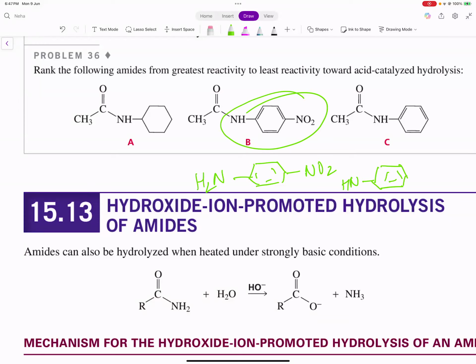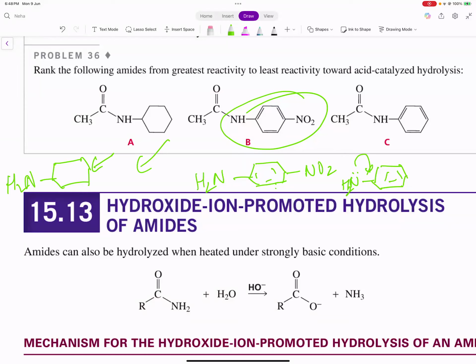Yes, sir, making it weaker. This will be the weakest base, right? Because NO2 is pulling an electron from here. Then these electrons are in resonance here. And this is the strongest base because the nitrogen has all its electrons fully available. This is the strongest base. So weakest acid basically, so the conjugate will be the strongest base. Got it?